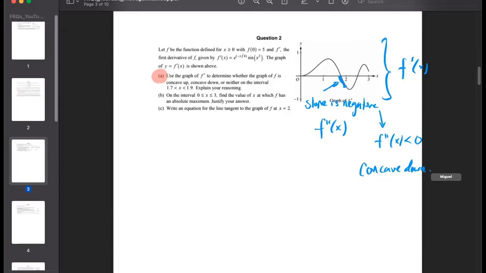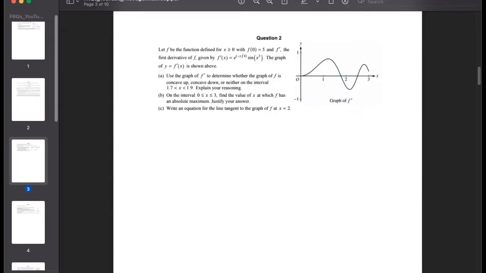So the types of points that they're looking for, or the reasoning, is you have to say because the slope of f prime, and maybe in parentheses, which is the second derivative, is negative, that means that the function is going to be concave down. So for part A, f double prime is negative, so it is concave down. Okay, let's go to part B.